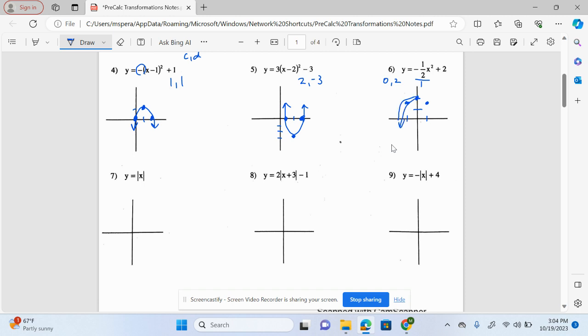It makes sense. Like it's a negative function, so it should be opening downward. Okay. I'll try to go through the next few a little bit quicker. There's no change in how you identify C and D. You got to get your starting point first.